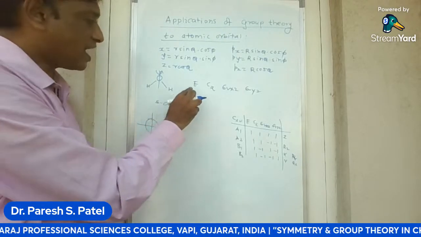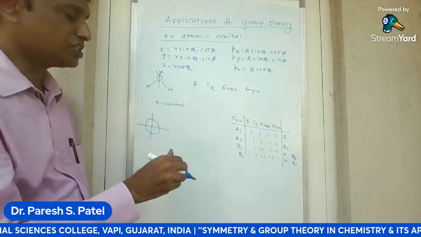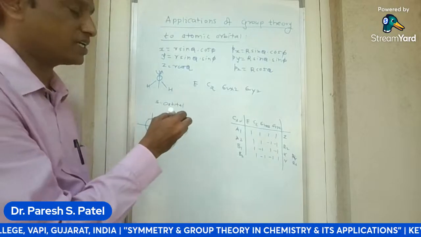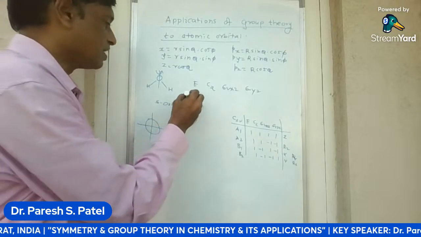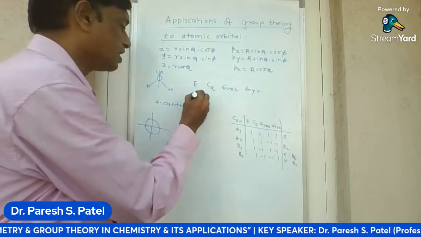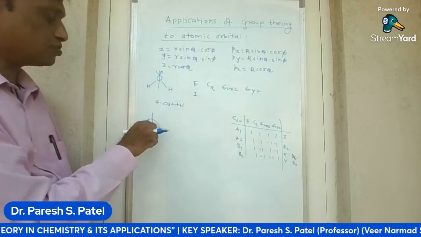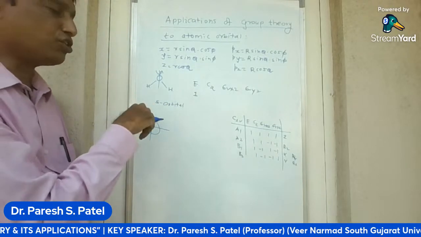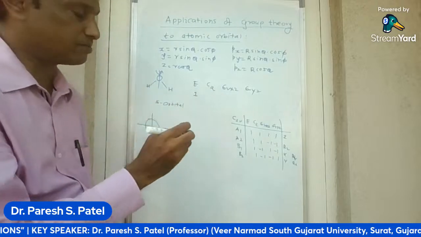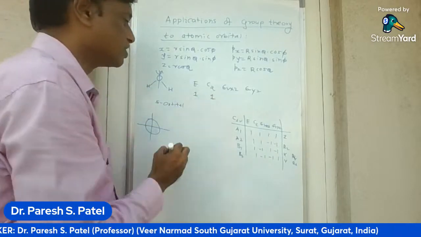Now, if we operate the identity symmetry operation, there is no change in the position or the shape of the s orbital, or we can say the spherical shape of the s orbital. So the character is +1. If we operate the C2 symmetry operation, there is no change in the spherical shape of the s orbital, so the character is +1.